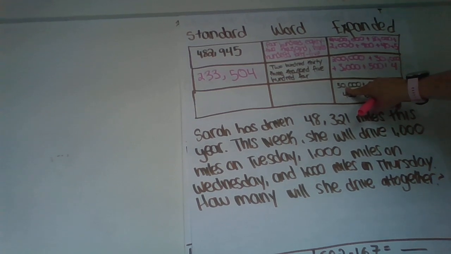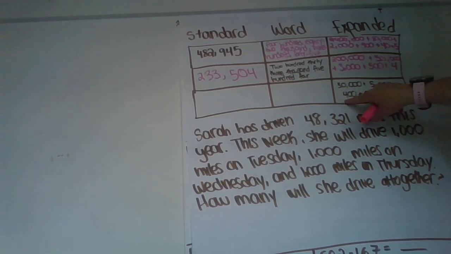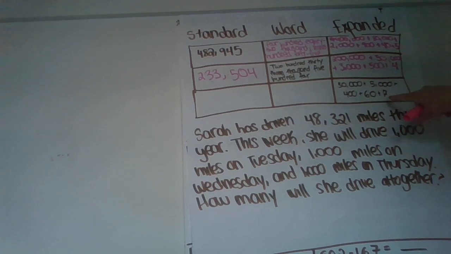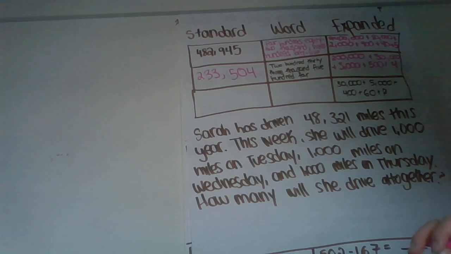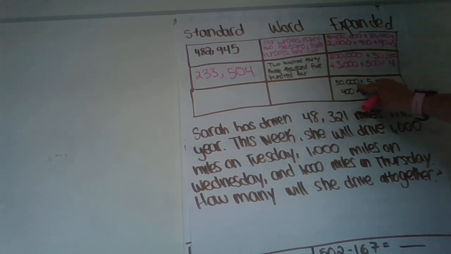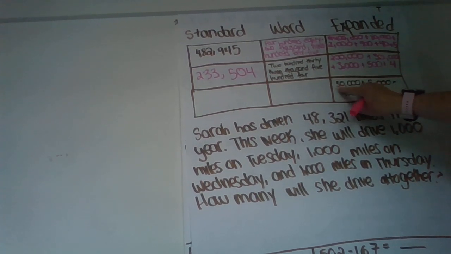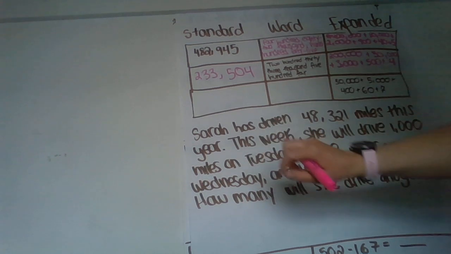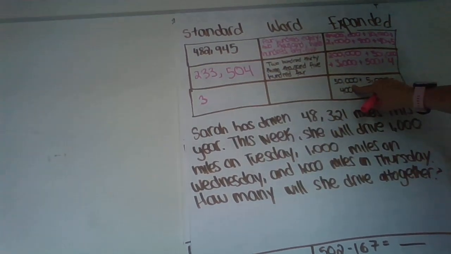All right, we got one more. I'm going to read it out loud. 30,000 plus 5,000 plus 400 plus 60 plus 7. So when I'm thinking about how I'm going to put it in standard form, I'm going to start with the biggest place value. 30,000 is in the 10,000s place. So do I need to start with 100,000? Nope. I'm just going to start with a 3 to match the 30,000.